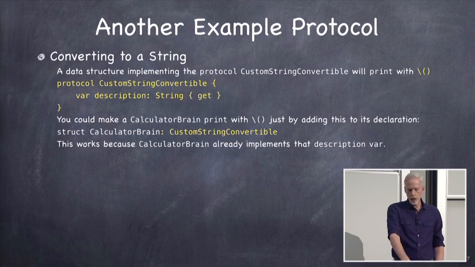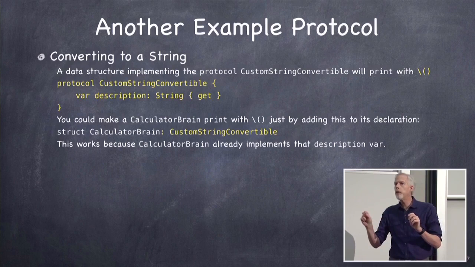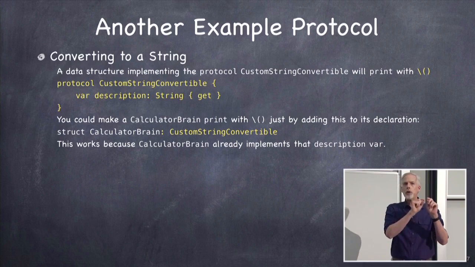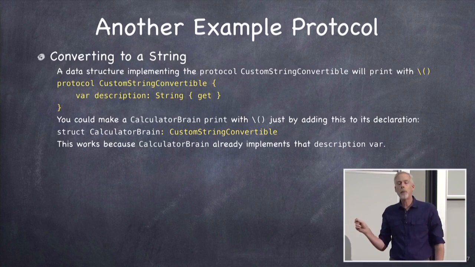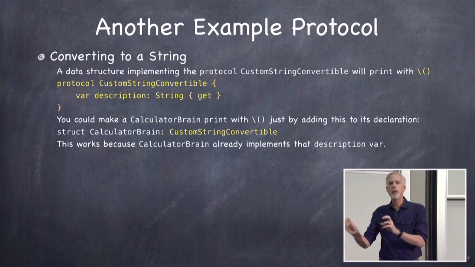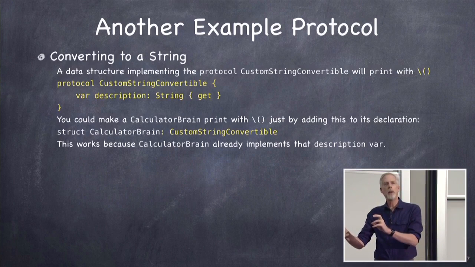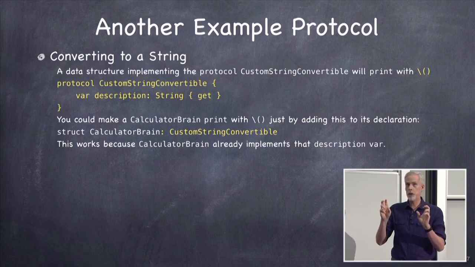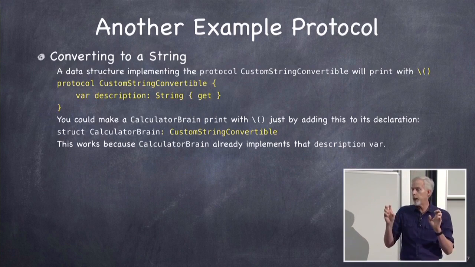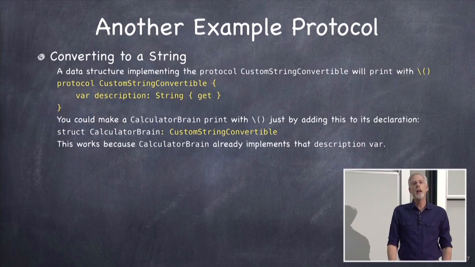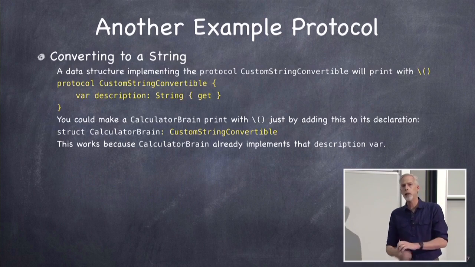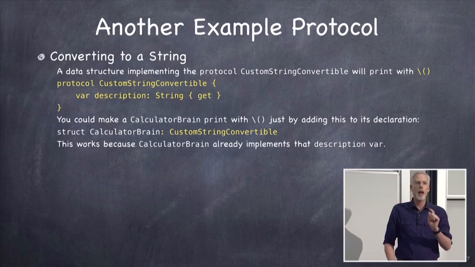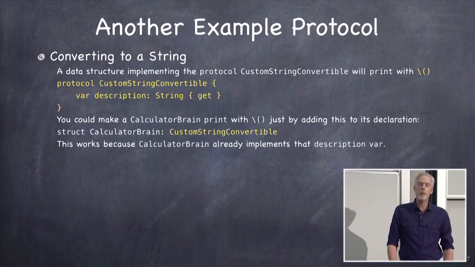But if you put colon CustomStringConvertible after your struct CalculatorBrain, now when you print it out, it'll print out the description. In other words, the equation, right? Because you implement description already. I intentionally chose the name description there so that you would implement CustomStringConvertible automatically. But you have to also say that you implement it. You can't just implement description and expect it to work. You have to say, yes, and I implement CustomStringConvertible by putting that on there.